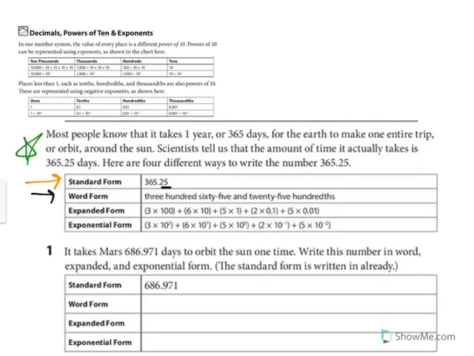Then you have expanded form, which is when you take all of the individual numbers and you make them into their full place values. So here we have 3 times 100, that's my 300. We have 6 times 10, that's my 60. We have 5 times 1, that's my 5. We have 2 times 0.1, that's my tenths. And last but not least, we have 5 times 0.01, which is that hundredths place.